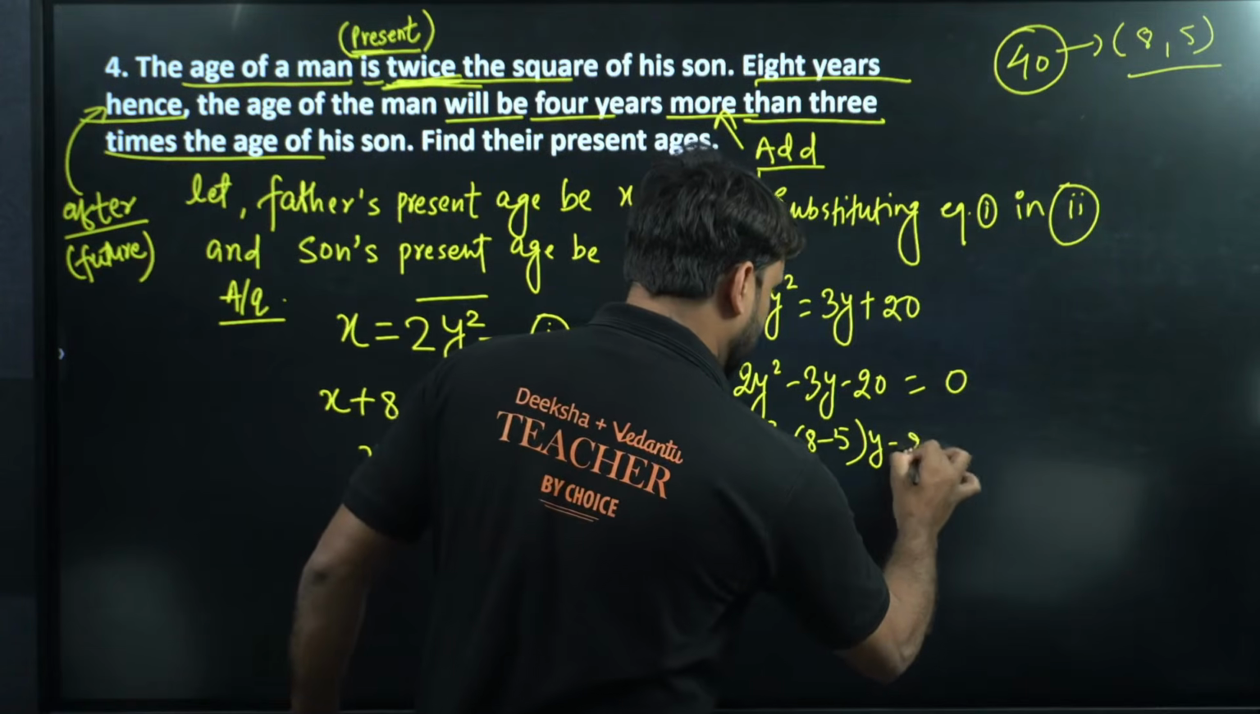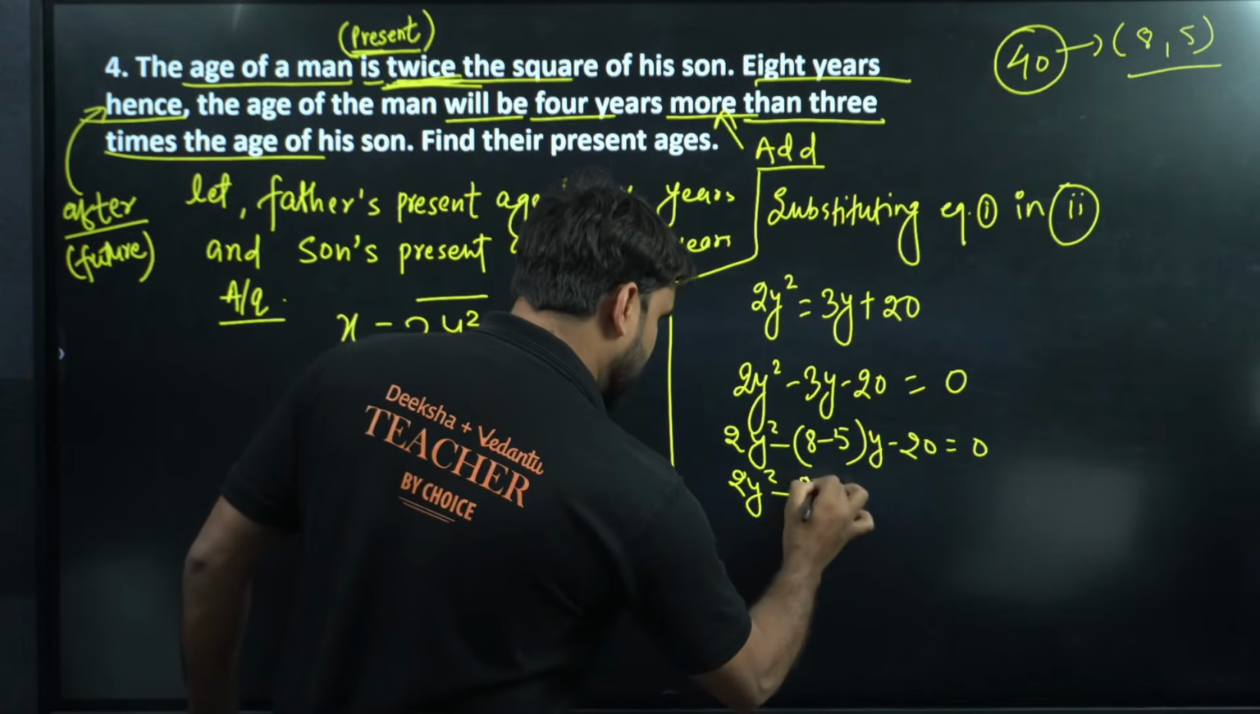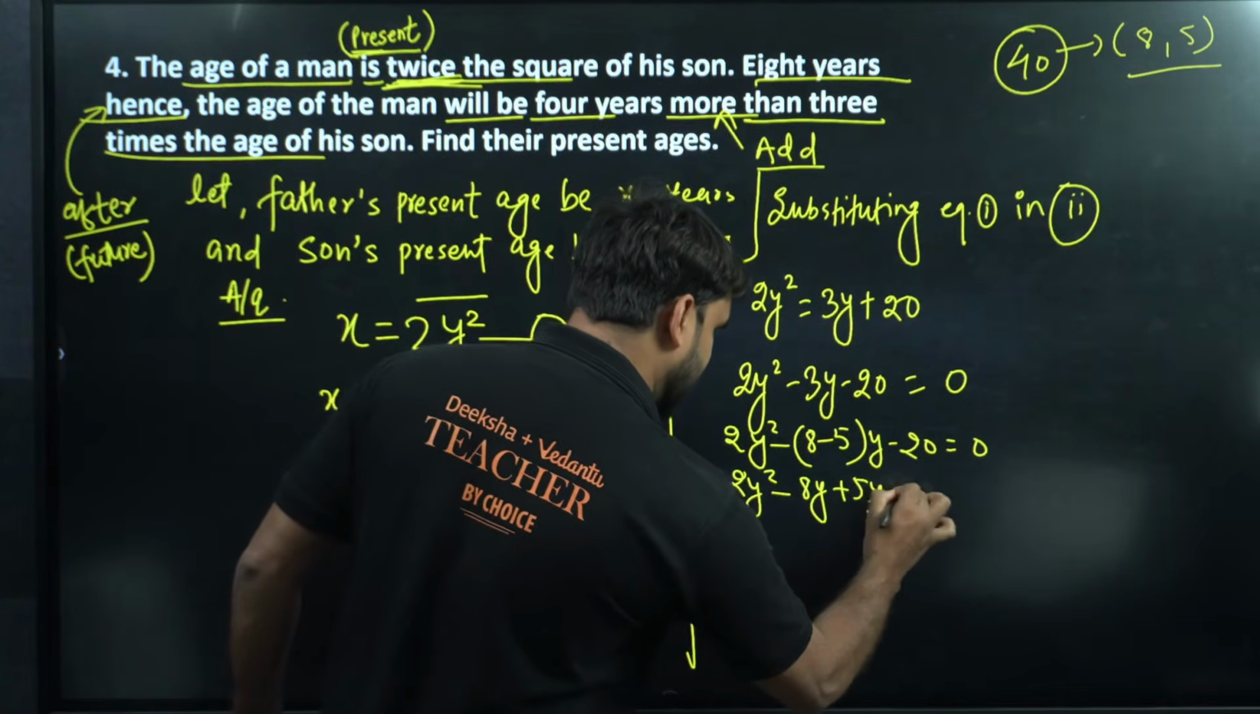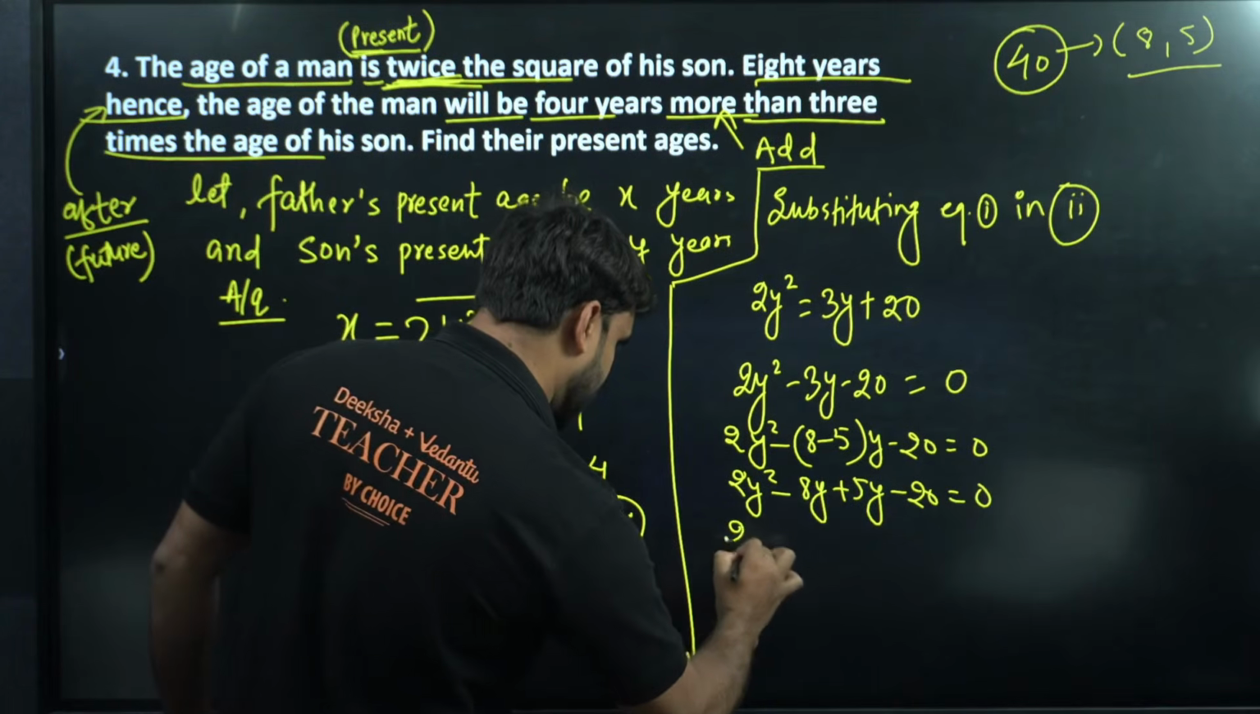Y minus 20 is equal to 0. Can we please open the bracket? So this is 2y square minus 8y plus 5y minus 20 is equal to 0. So now what to take common here? 2 is common and y is also common.